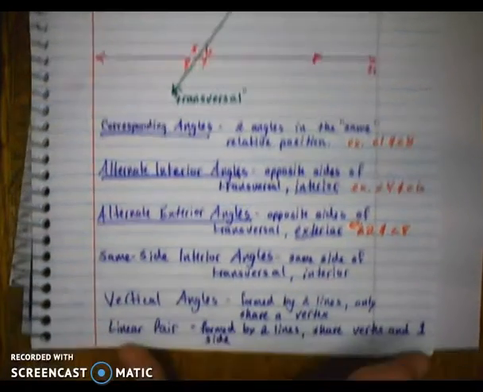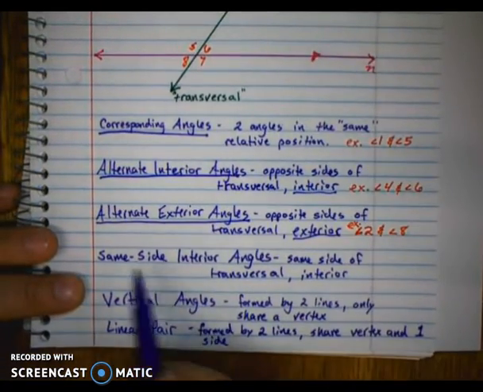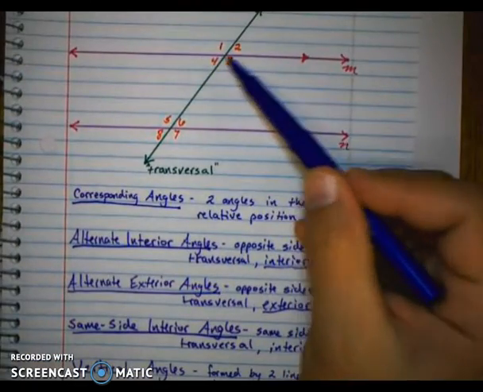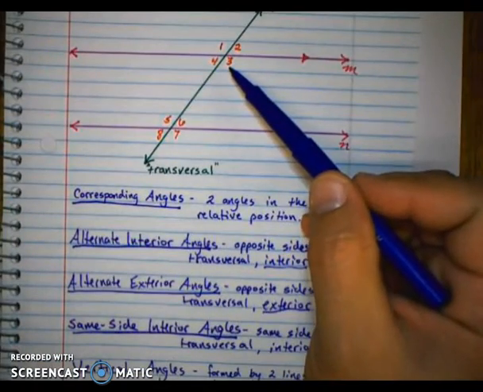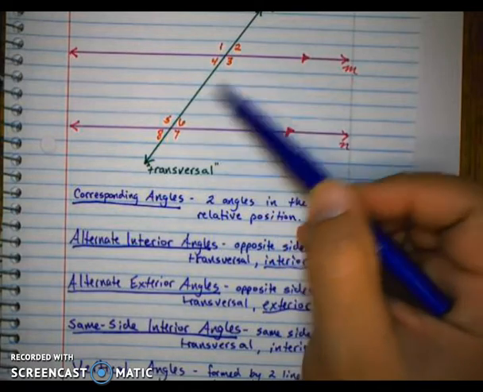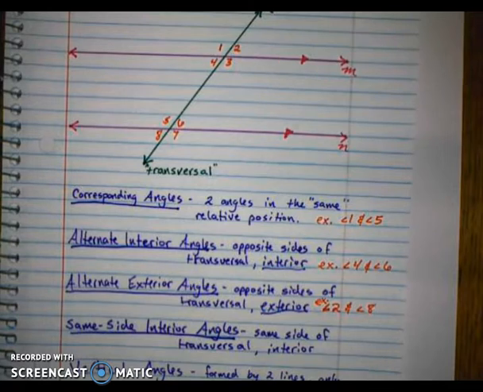Then same side interior angles, again, are on the same side of the transversal, and they're back to being interior angles. Now, 3 and 4 would not be considered same side interior angles, but 3 and 6 would be. They have to be using both the parallel lines. So our example might be 3 and 6.